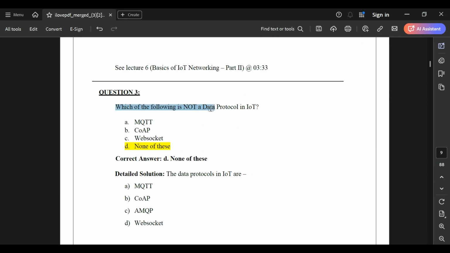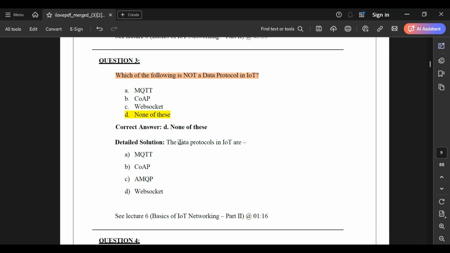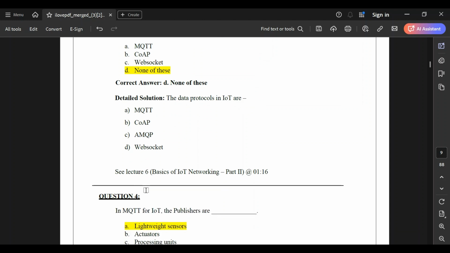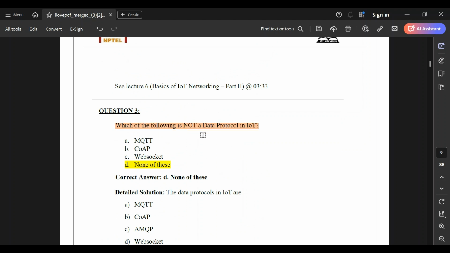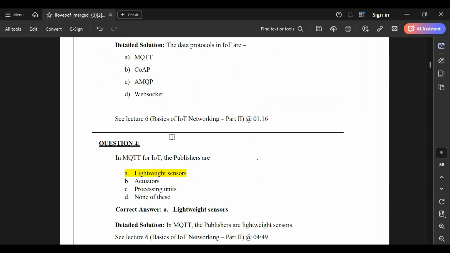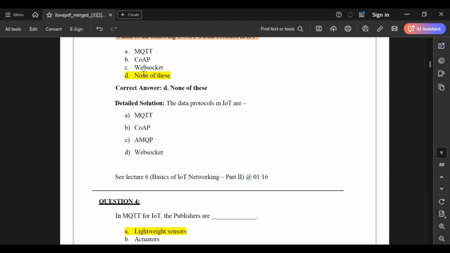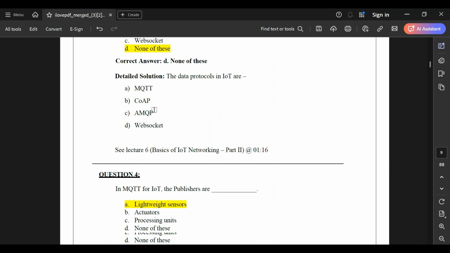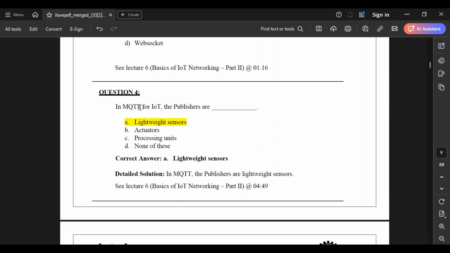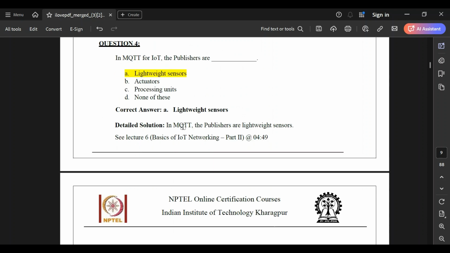Which of the following is not a data protocol in IoT? So there is nothing. You can see the data protocols in IoT are these all are the data protocols, like MQTT is this, UAP is there, AMQP is there, WebSocket is. These are the data protocols in IoT. So you should also know this, because here it is none of these. In next year it may be asked like all of these are the correct. So you should know all these things. In MQTT for IoT, the publishers are lightweight sensors.